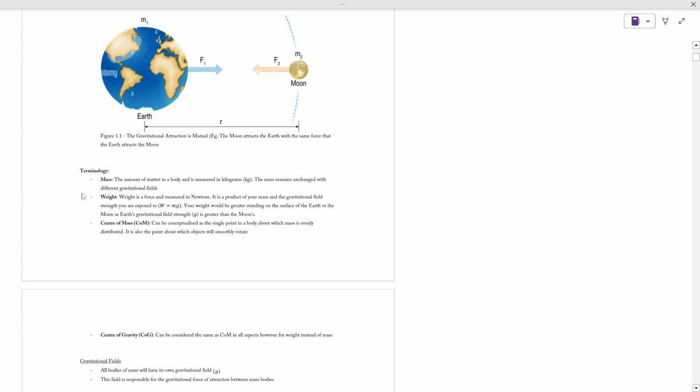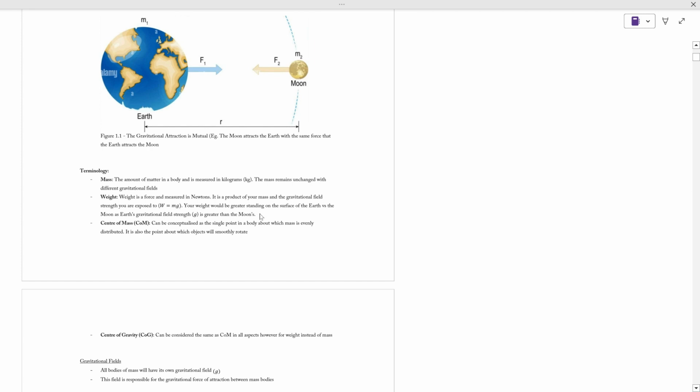So before moving further, there's a bit of jargon terminology that we should probably get our head around. So mass is the amount of matter in a body and is measured in kilograms. The mass remains unchanged with different gravitational fields. Whereas weight is a force and measured in newtons, it is a product of your mass and the gravitational field strength you are exposed to. And the equation is given as weight is equal to mass times gravity.